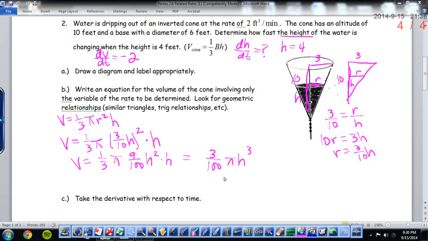All right, so now we can get down to the business of the calculus part of it and finding the relationship between these different rates. So we're supposed to take the derivative with respect to time. So if this is my volume, I want to take the derivative of that. So the derivative of V is going to be dV/dt, derivative of V with respect to time. And then the 3/100ths pi is all a coefficient. So I just need to take the derivative of h to the third. So the 3 is going to come down in front.